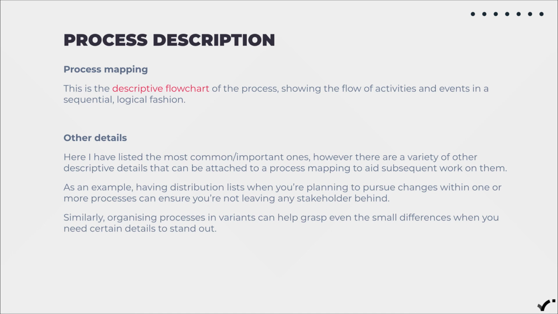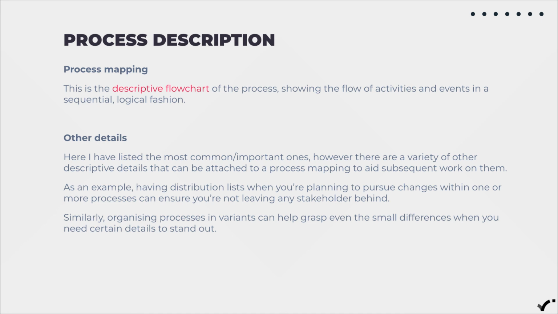Again, this is the collection of files, the descriptive flowcharts that I was mentioning before. There's a whole section dedicated to this, so I will not spend too much time on it. And then you may want to include other details, depending on the scope or the scenarios of the reasons why you're mapping the processes. Especially if you're mapping processes to make changes, you may want to have distribution lists. So when you pursue changes, you know who to talk with, who needs to be informed, and who needs to be trained. So having distribution lists can be useful in different projects.